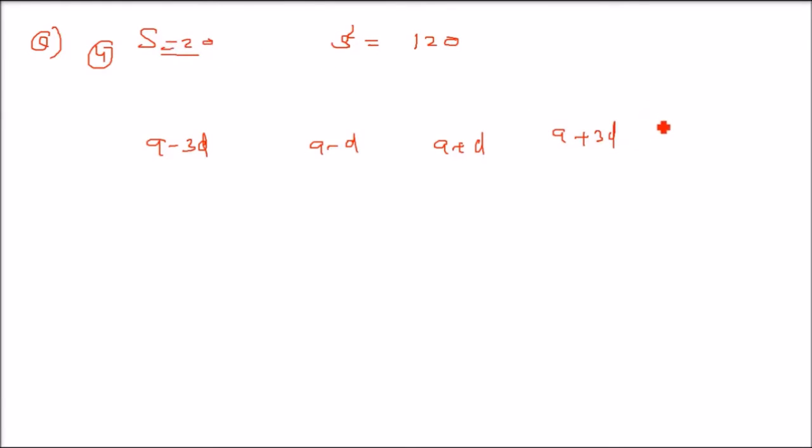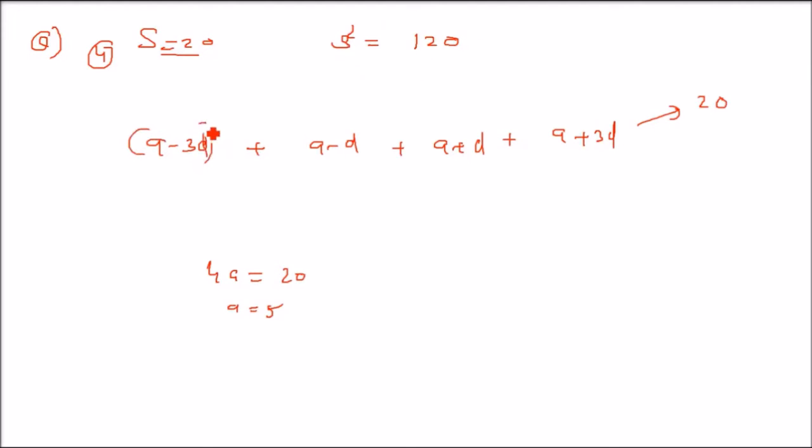So the first equation is, addition is 20. You add them, make a plus in between. Take a summation, 20. If you see this, minus 3d plus 3d cancel, d will cancel. Only 4a will remain. So 4a will be equal to 20. a will be equal to 20 by 4, that is 5.